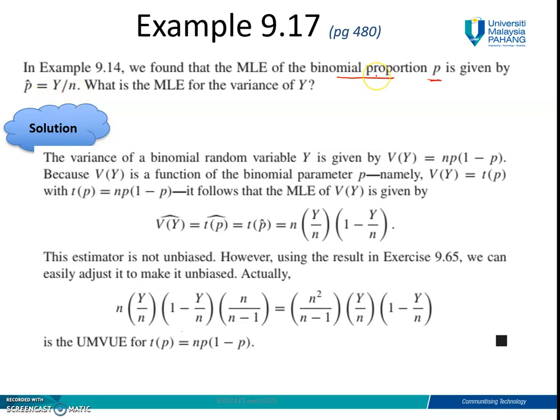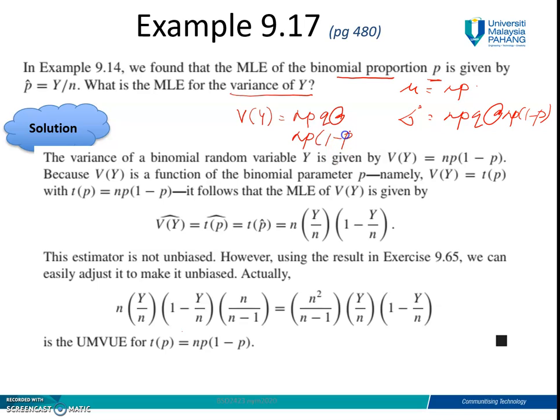So this one, the binomial proportion, if you remember, you have mu equal to np. So p is Y over n. And then your variance is actually npq, or np(1 minus p). So the question asks you, what is the MLE for the variance of Y? From the previous chapter, you know that the variance of Y will be npq, or np(1 minus p). So that one you must remember.